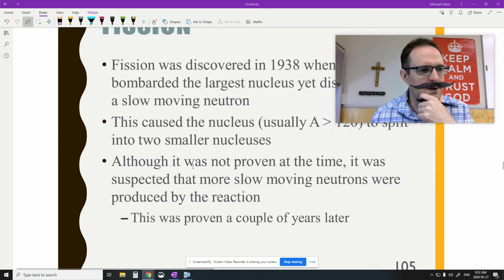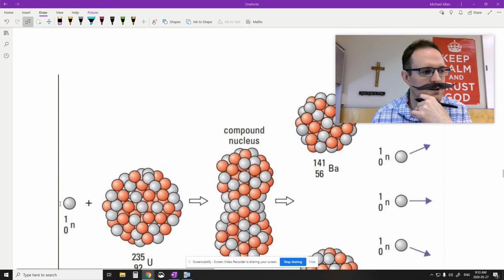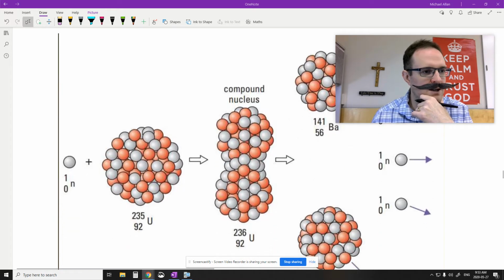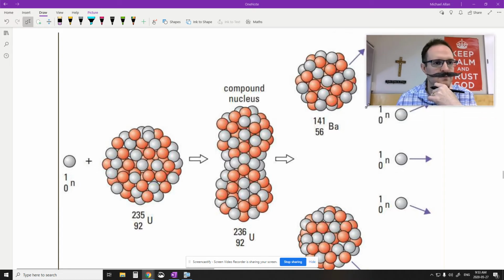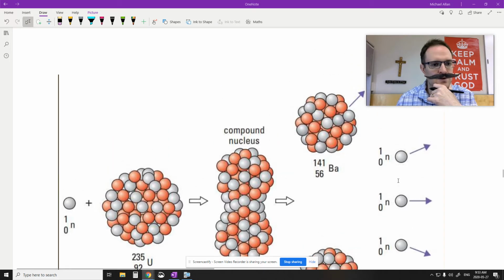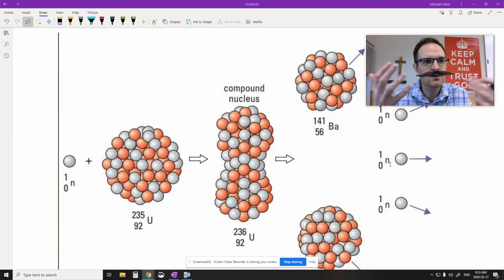What they also noticed, though it wasn't proven at this time, is that the reaction produced more neutrons as well. You can see in this picture, a neutron goes in, the reaction happens, and it pops out these two bigger daughter particles and then three new neutrons. These neutrons can continue on, just like this neutron did, and hit more uranium atoms or other atoms, and continue the process. This is what we call a chain reaction. For every one of these, it produces three neutrons.